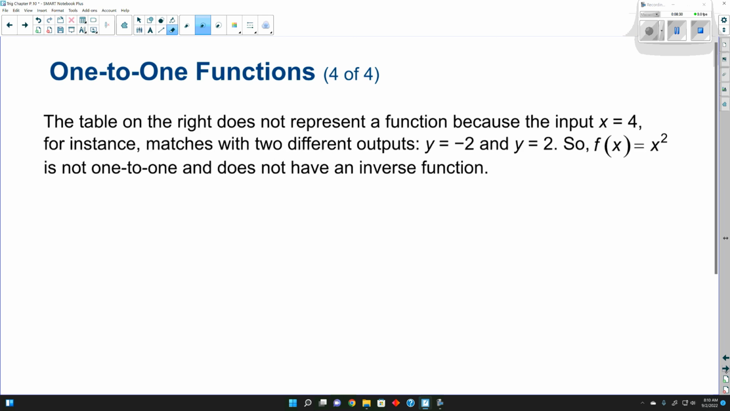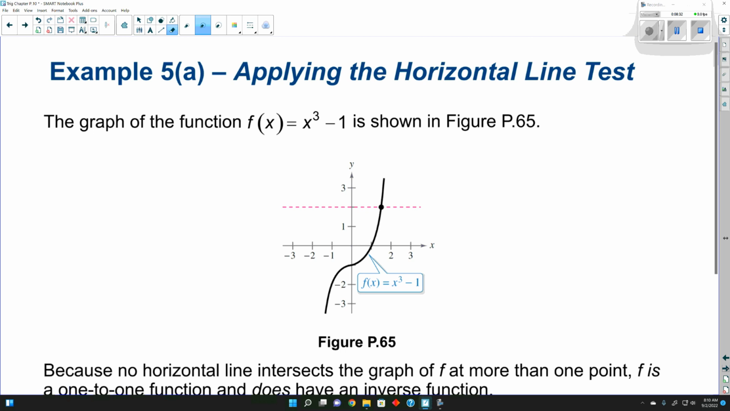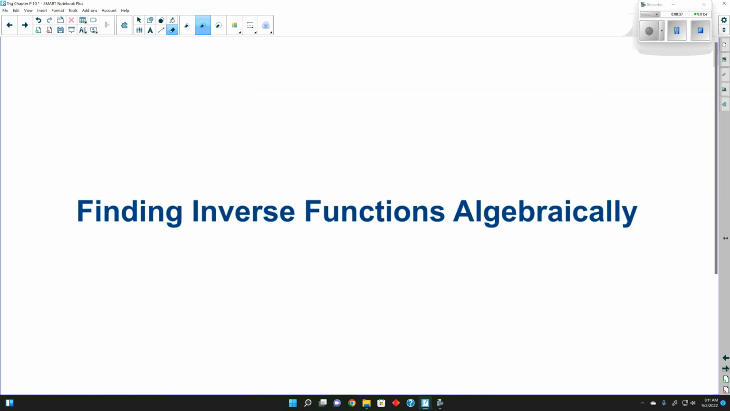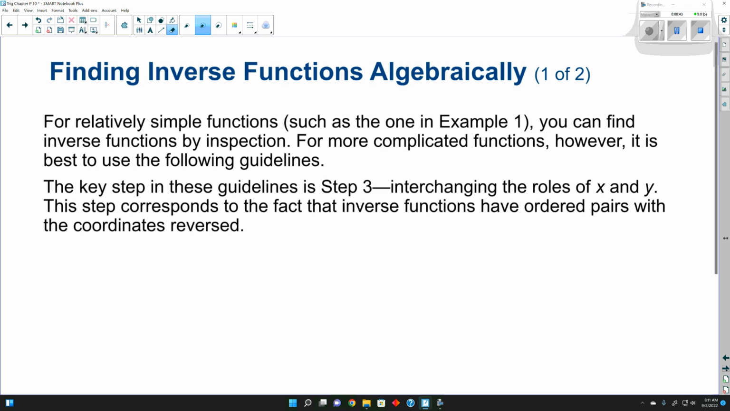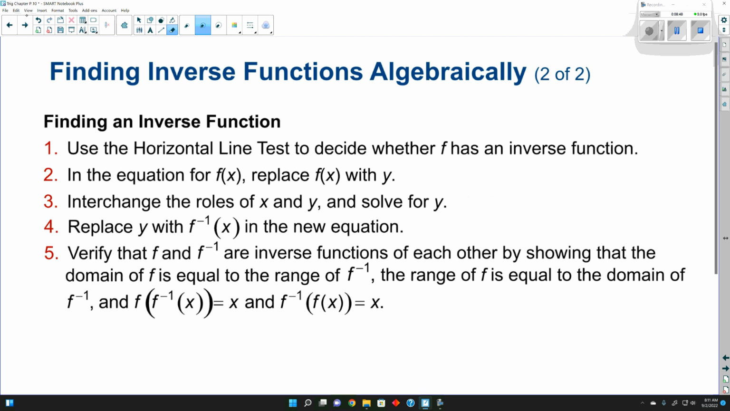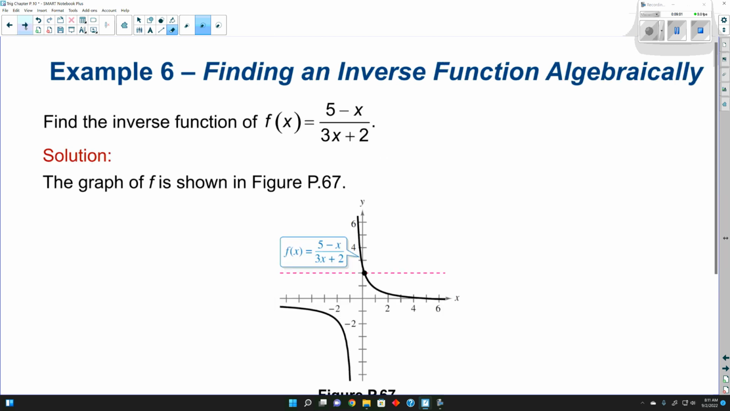But we have this here. Questions on any of this so far? Well, finding inverse functions algebraically. As we saw in example 1, the steps: use the horizontal line test to determine if it is a function, if it has an inverse. Replace f(x) with y, interchange the roles of x and y, solve for y, replace y with f inverse of x, and then we can check it.